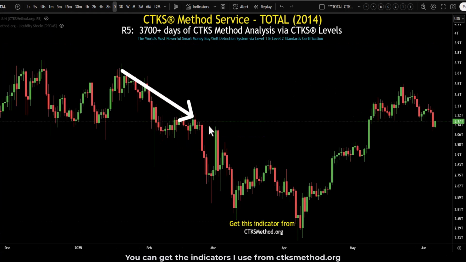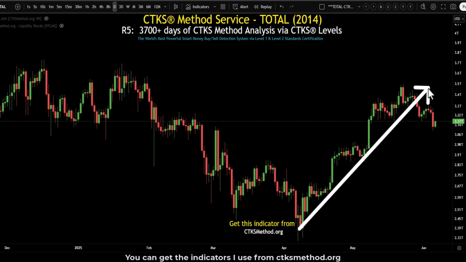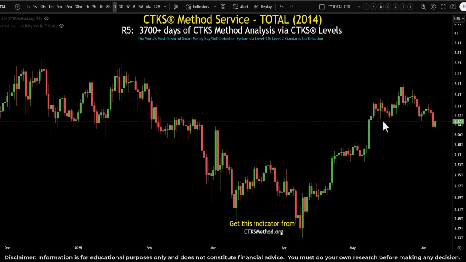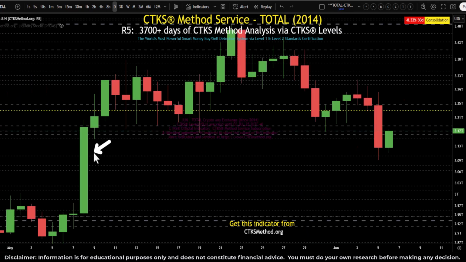Popping across to total crypto market cap, one thing that we note is that the entire crypto market cap is currently retracing. It is in a downtrend. The key for us is to know where the structure is. When you see God candles like this, they point to CTKS gaps. And the good thing is we know where these gaps are. I've just put on the indicator, and you can pick up this indicator from ctksmethod.org.